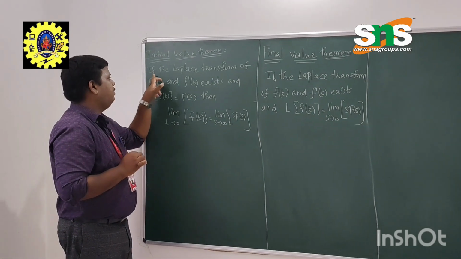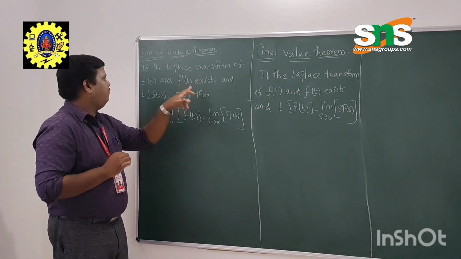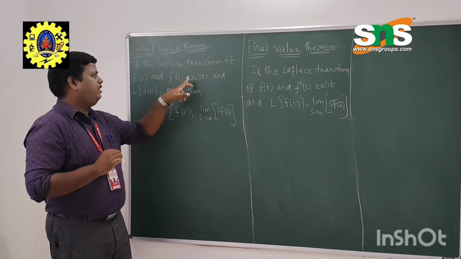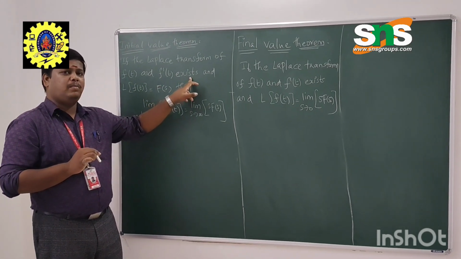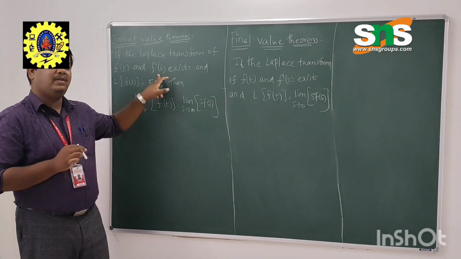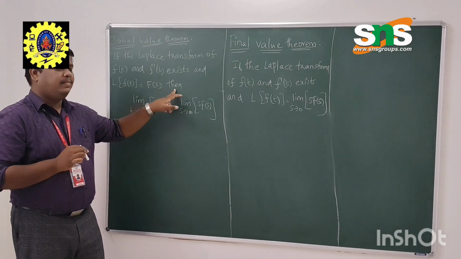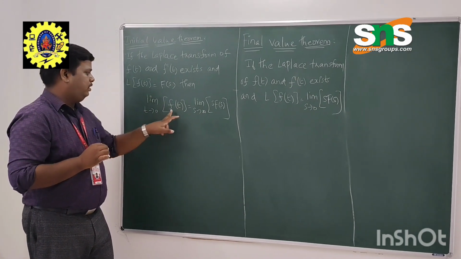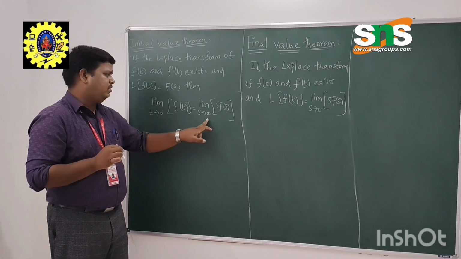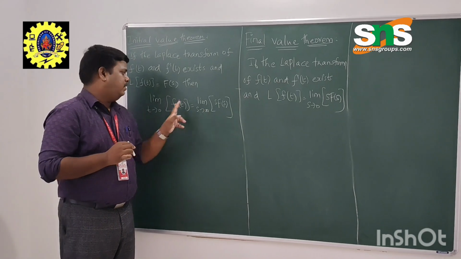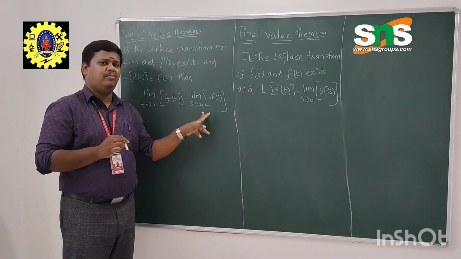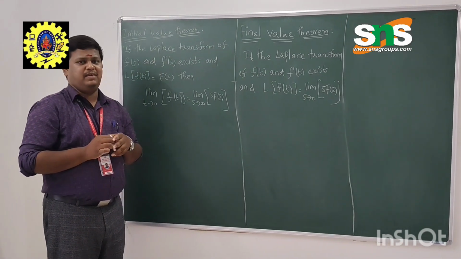Initial Value Theorem: if the Laplace transform of f(t) and f'(t) exists, that is, L of f(t) is equal to F(s), then limit t tends to 0 of f(t) is equal to limit s tends to infinity of s into F(s). If these two, LHS and RHS, are satisfied, then the initial value theorem is verified.